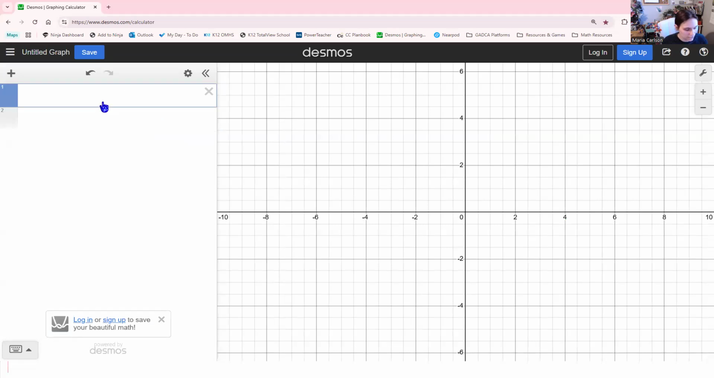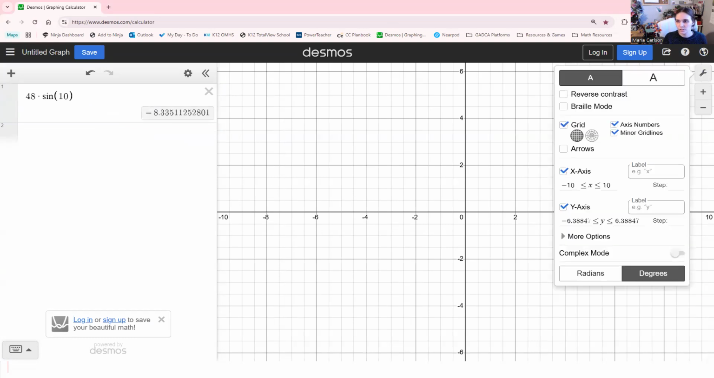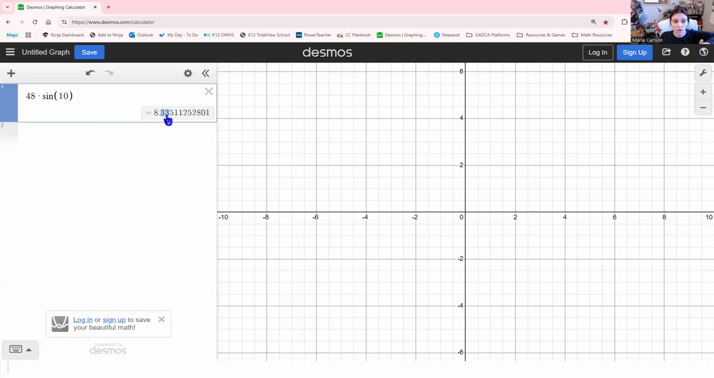It should still be in degrees. So 48 times, I just use a little star, and then sine, S-I-N, of 10. Let's make sure. Perfect, degrees. So it is raised up to the nearest hundredth, means I don't want anything past this 33. Now the 5 is large enough for us to round that up. So I'm going to round this to 8.34 inches.